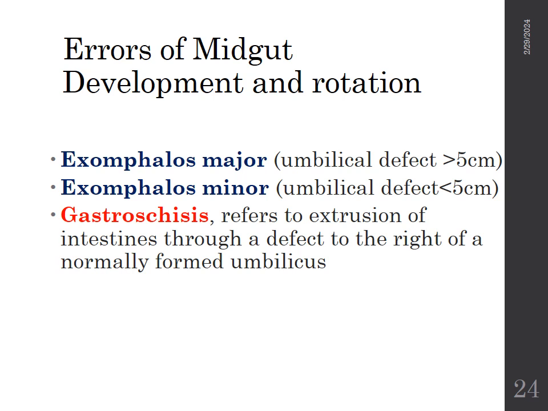But in omphalocele or exomphalus, the intestine is actually in the umbilical sac. It's in the umbilical cord itself. And it's divided into major or minor according to the size of the umbilical defect. If the umbilical defect is less than 5 centimeters in size, this is called exomphalus minor. And if the umbilical defect is more than 5 centimeters, this is called exomphalus major. I'll repeat again, if the intestine is protruding through a defect not inside the umbilical cord, this is gastroschisis, and this is more serious.